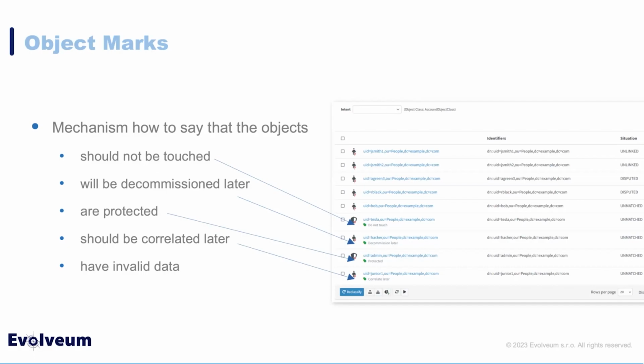Use object marks for letting MidPoint know what is allowed to do with accounts. For example, can they be synchronized? Can the inbound mappings be executed? Make reports and dashboards based on the marks and deliver them to customers so they can better see what their data quality is.